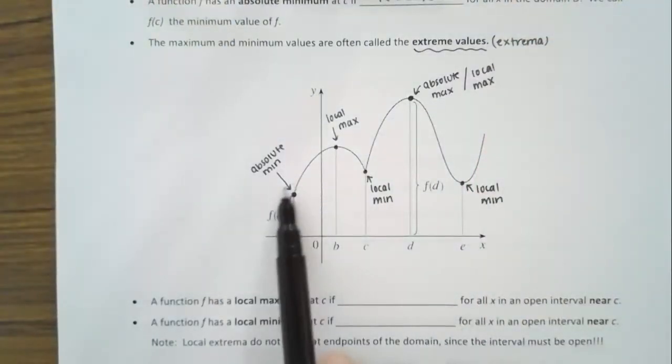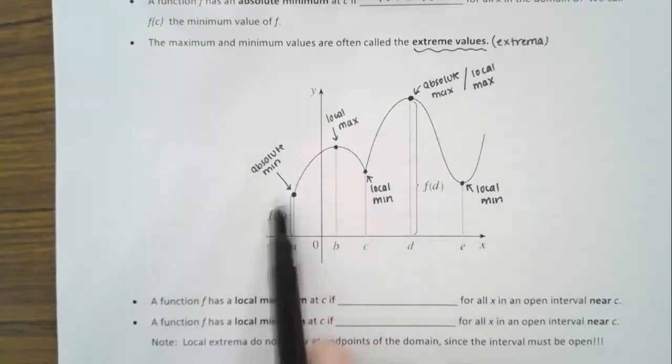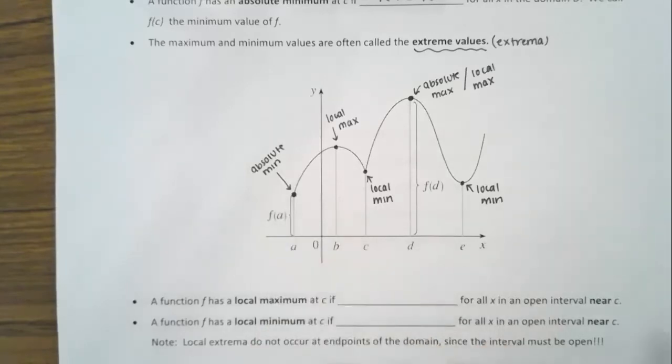Okay, and again, we don't want to call this a local minimum over here because it's an endpoint. We don't have anything to compare it to over here, so we don't know what the behavior of the graph is doing after this point.